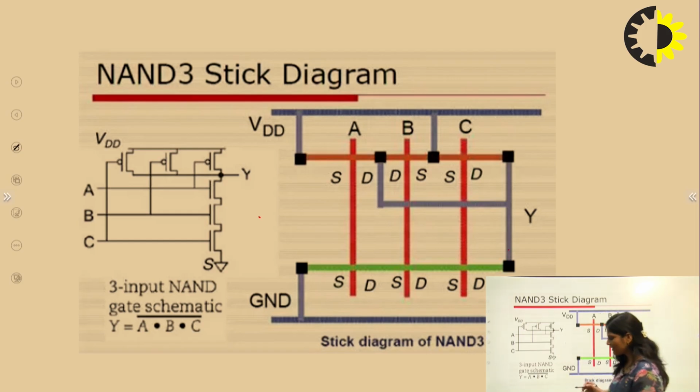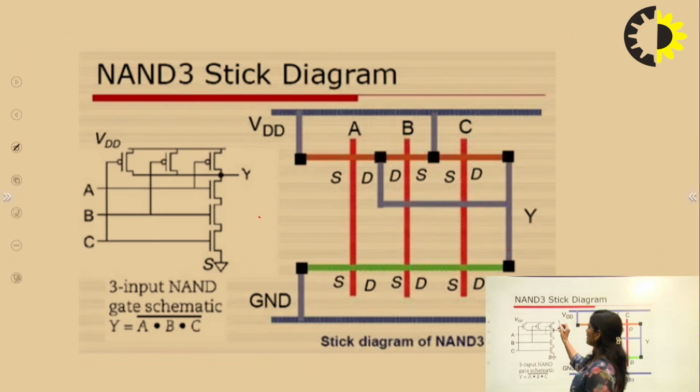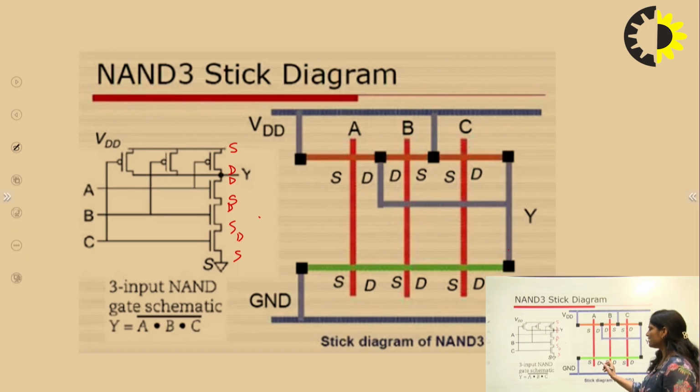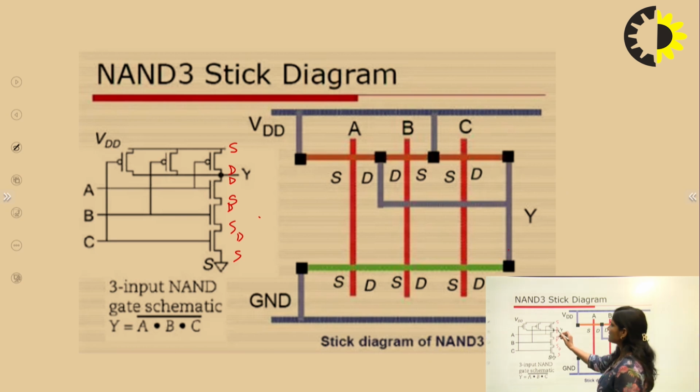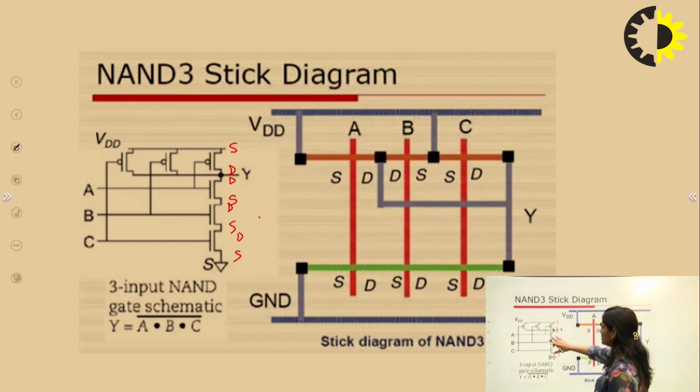First we write it down like this. We have represented source, drain here, so like this we can write source, drain. Now here drain, source, drain, source, drain, source, like this. The source is connected to ground, then source is connected to drain, then source is connected to drain, and this last drain is connected to the output. Yes, this is the case for this one.